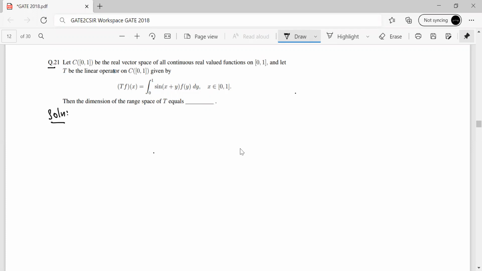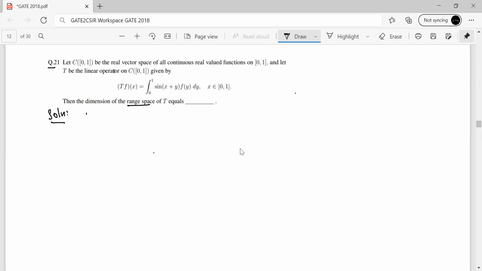Okay, let's solve this one. You are given C[0,1] to be a real vector space of all continuous real valued functions on [0,1], and T is a linear operator given by this. They're asking the dimension of range space. So we just have to see that range space is spanned by which vectors.